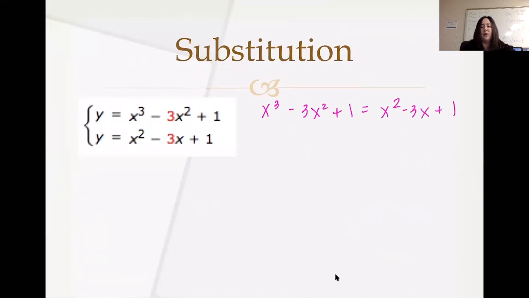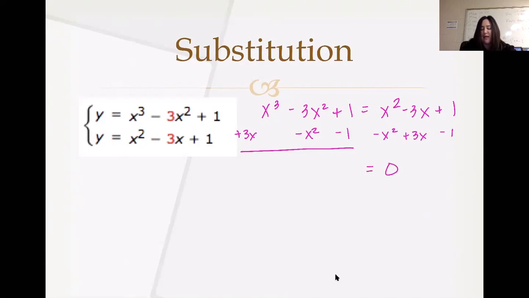Again, just like when we did with our quadratic, we want to set it equal to 0. We want to move everything to one side. So I'm actually going to subtract x squared, add 3x, and subtract 1. So here I'm going to subtract my x squared from here. I'm going to subtract my 1 from here, and I'm going to put my plus 3x over here because I don't necessarily have a term that matches with that.